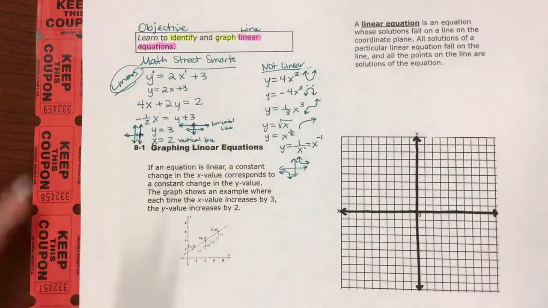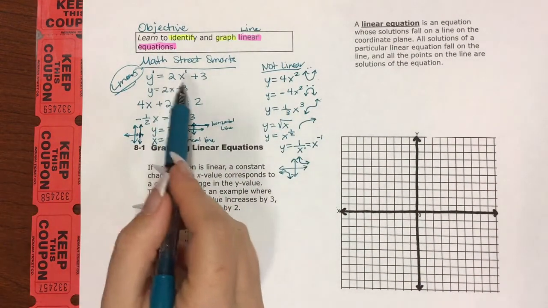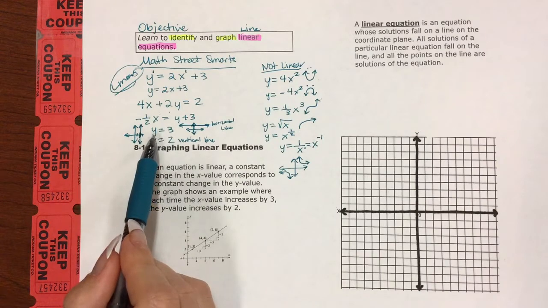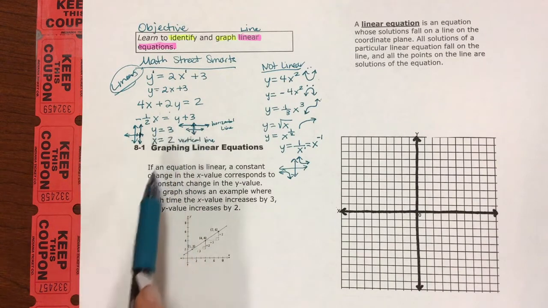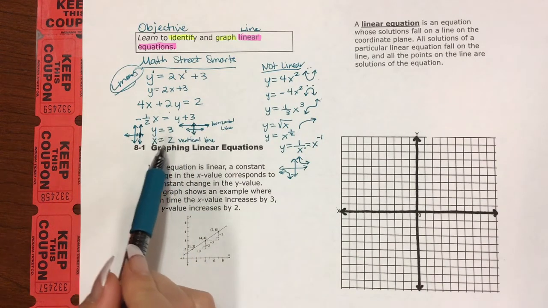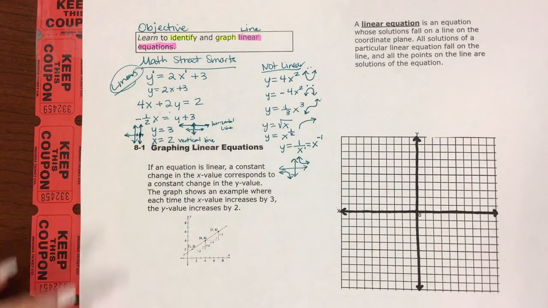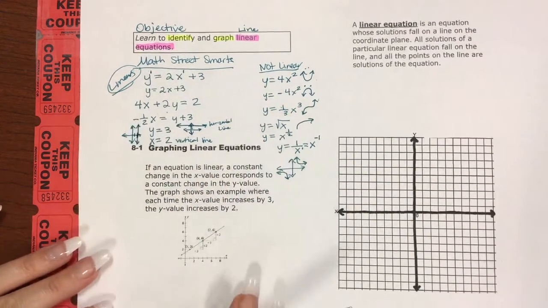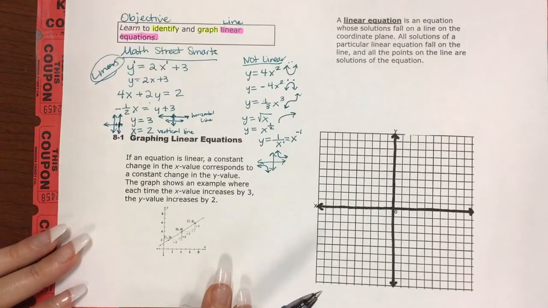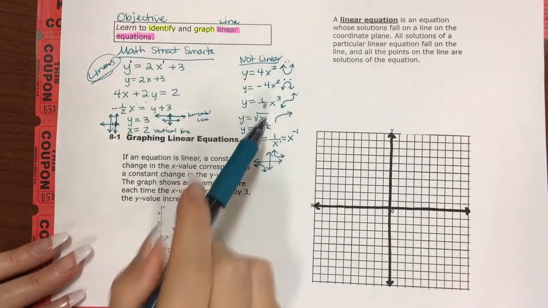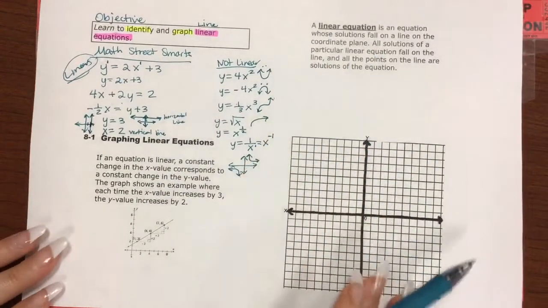So those are all the types of linear. You have a regular x, regular y, or sometimes if you just have y equaling a number, that's going to be a horizontal line, or if you just have x equaling a number, that's going to be a vertical line. Okay, that's just a little bit with the Math Street smarts of linear equations, linear equations, not linear. Okay, now let's talk some more about linear equations.